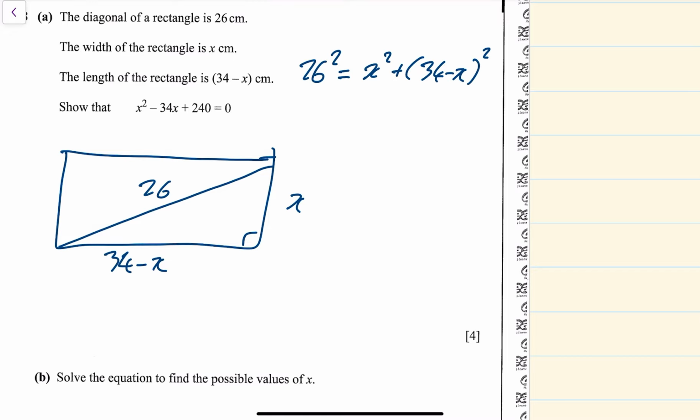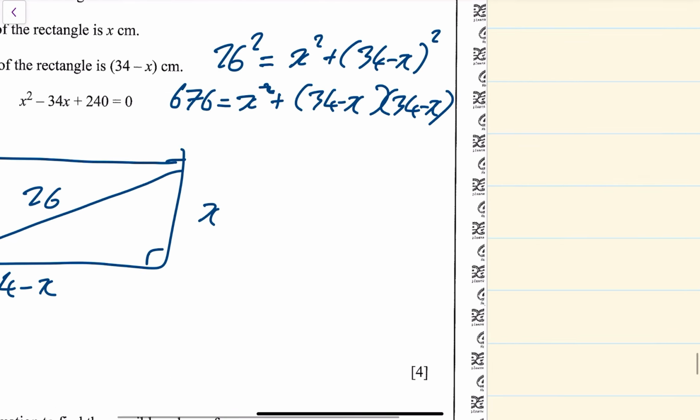So let's just do that out. 26 squared equals 676 is equal to x squared. And take your time and do this out the long way as I'm doing. This is very common for people to make mistakes in this. So 34 times 34 is 1156.